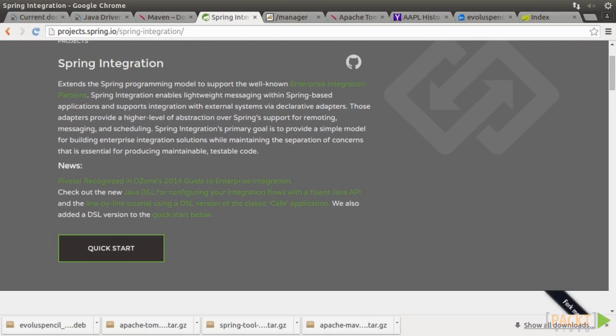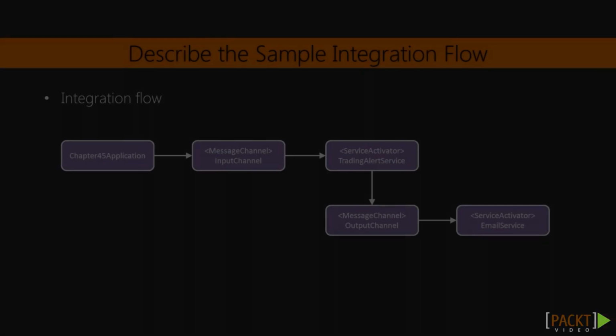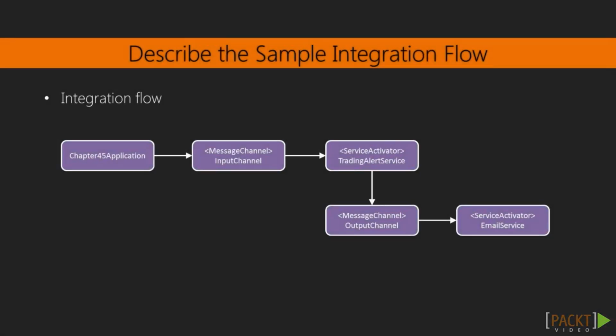It's a simple yet lightweight messaging framework for Spring-based applications and supports integration with external systems through declarative adapters. By following the EIP approach of architecting enterprise applications, we can develop maintainable, testable code while keeping a simple, flexible programming model. To demonstrate the basic functionality of Spring Integration, we're going to implement the sample integration flow shown here.